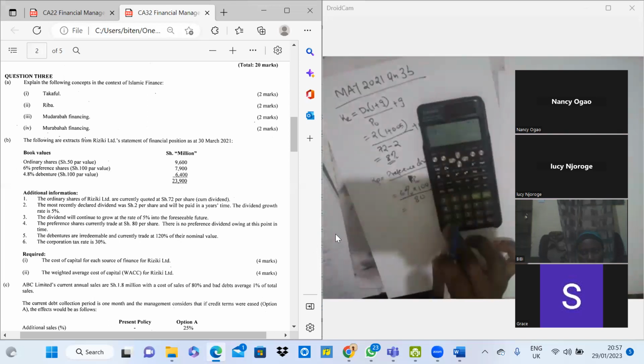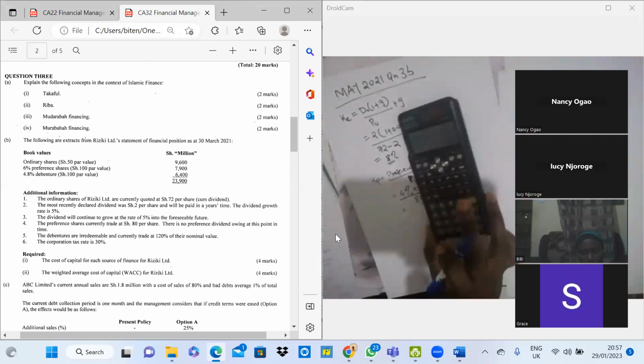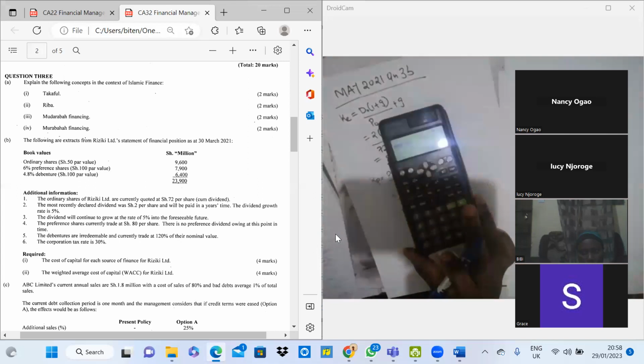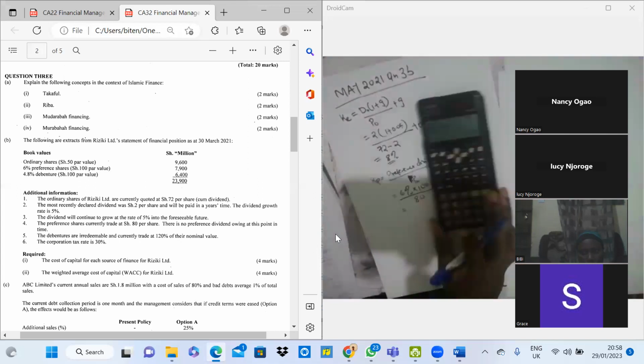So 0.06 times 100 divided by 80. That is 0.075 times 100, that is 7.5%.